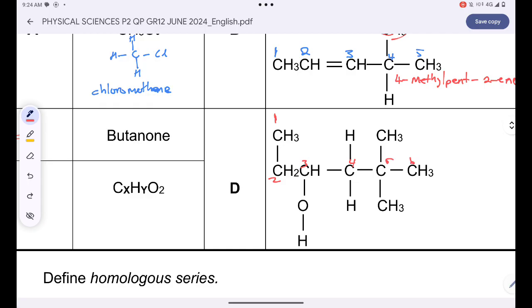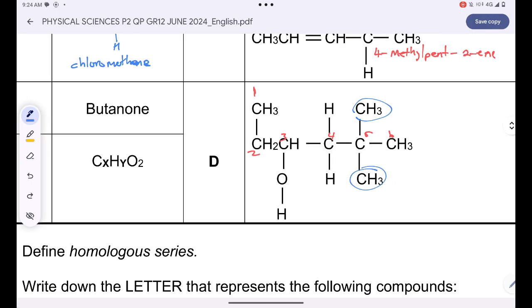I can see that at carbon number 5, I do have my 2 side chains over there. But obviously, whenever I name this organic molecule, I just need to mention the substituents first. Are you together? So at carbon number 5, I'll simply say 5,5-dimethyl.